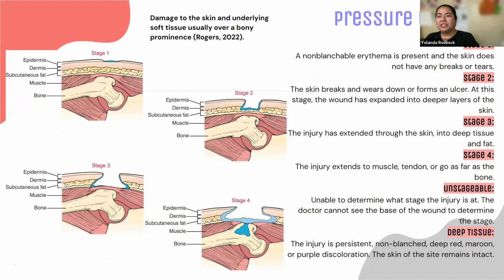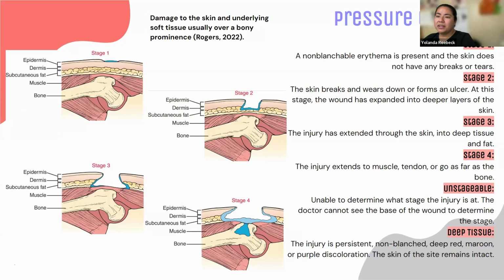Pressure ulcers are damage to the skin and underlying soft tissue, usually over a bony prominence. They are categorized by stages based on the damage of the skin. Stage 1 is a non-blanchable erythema that is present, and the skin does not have any breaks or tears, and it may look red in people with a darker skin complexion, and it may appear a different color than the surrounding skin.